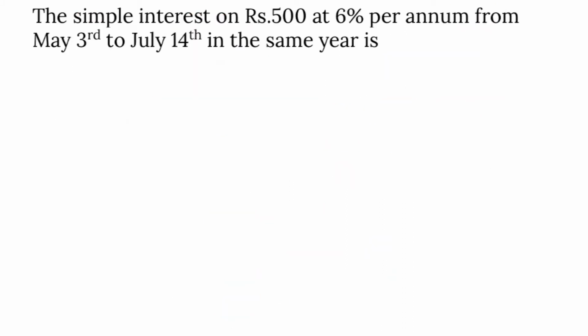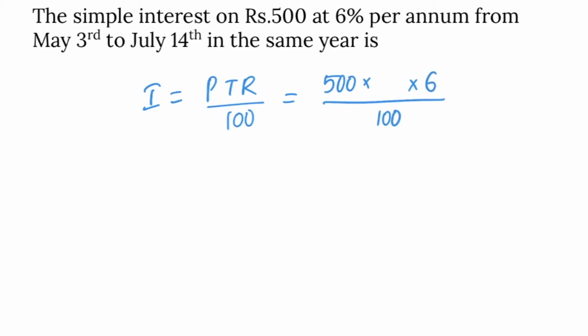The simple interest on 500 rupees at 6% per annum from May 3rd to July 14th in the same year is how much? Simple interest is required. I is equal to PTR by 100, where principal is 500 rupees. Rate of interest is 6%. What about time period? Duration is from 3rd May to 14th July. So it is from May to July. In May we have 31 days.